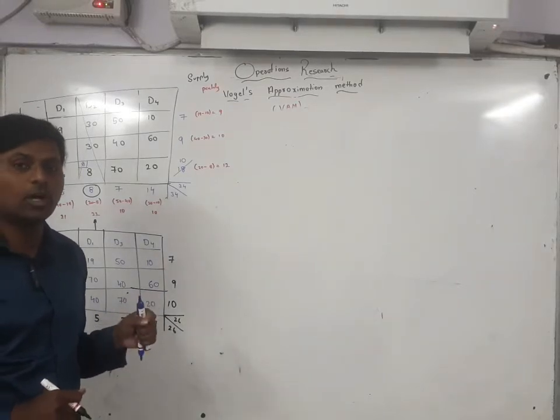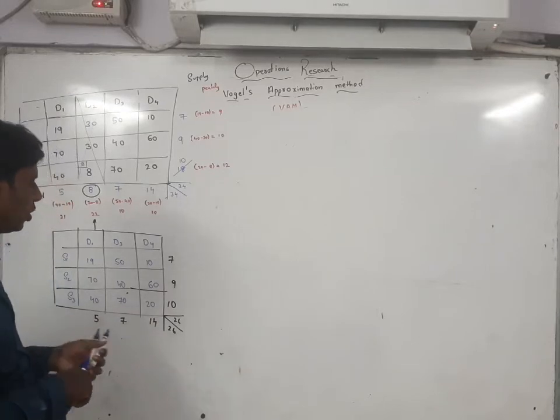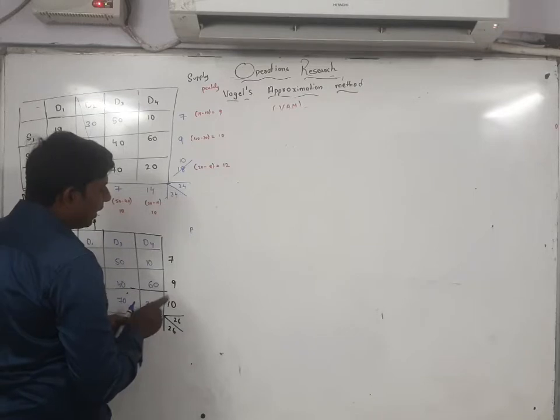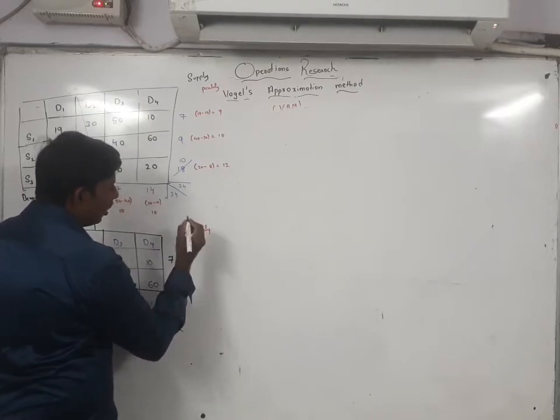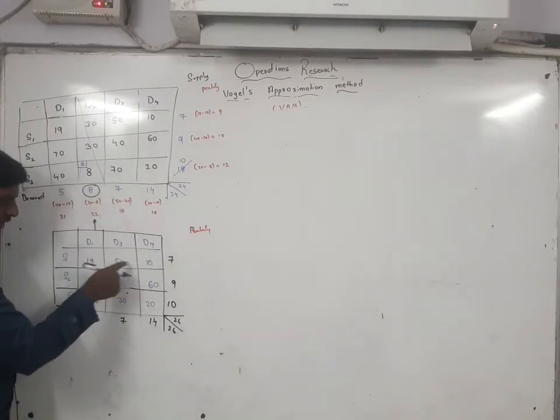Now which method are you following? You are following the VAM method. So again, what you have to do is find out the penalties. For finding the penalties, which one is the least value?